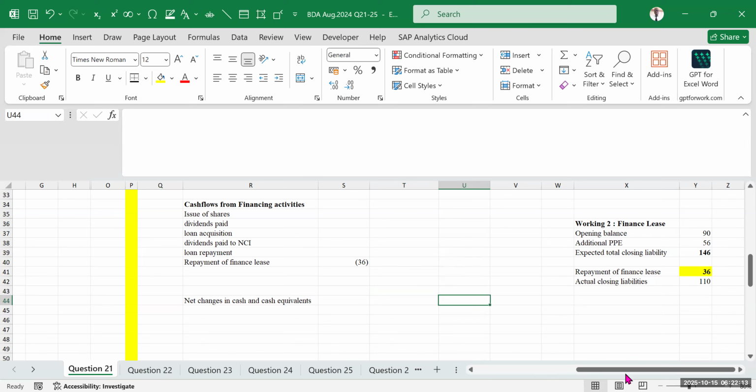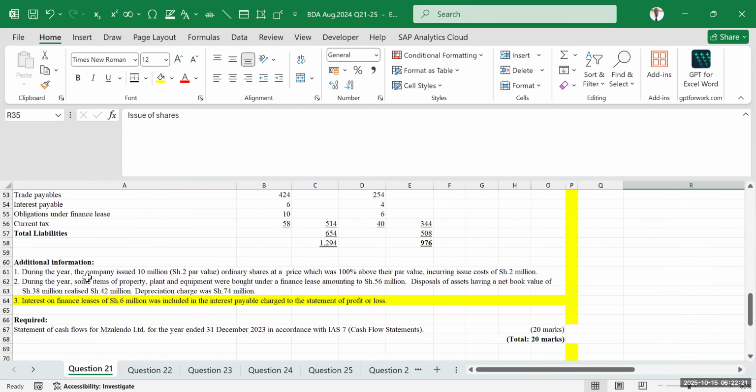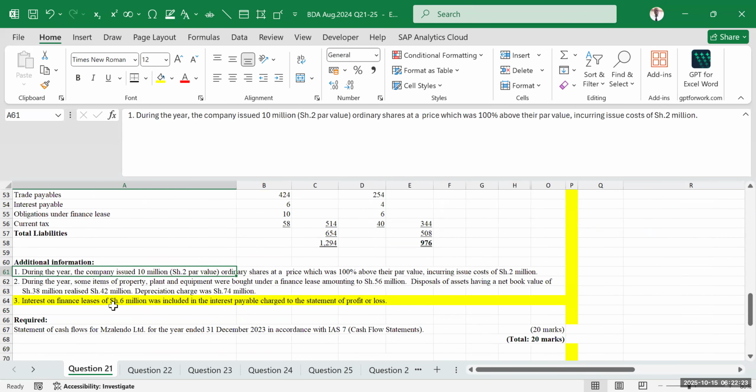Now, members, I want us to look at any other element. Issue of shares. Was there an issue of shares? The answer is yes. In note number 1, we were told that during the year the company issued 10 million shares. You see that? There was that issue of shares, and that issue of shares will always affect financing activities. So having read that issue of shares, we should now again remember how to do the adjustments.